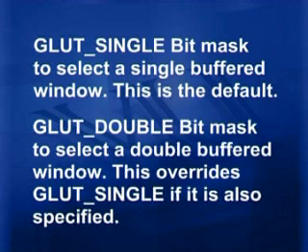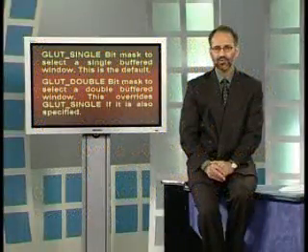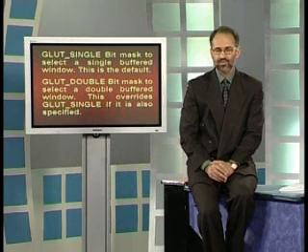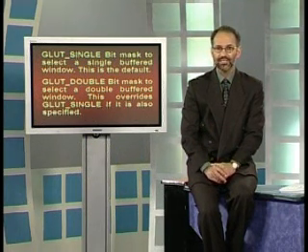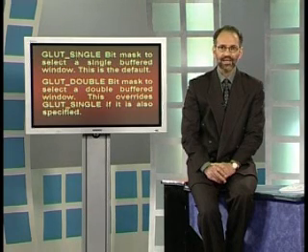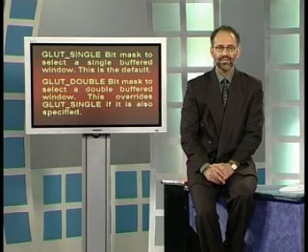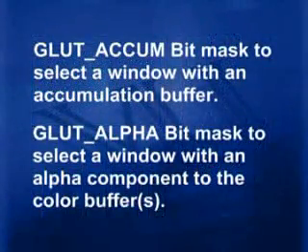GLUT_DOUBLE bit mask on the other hand is used to select a double buffered window and this overrides GLUT_SINGLE if it is also specified. So जिस तरह से अभी हमने GLUT_INDEX की बात की कि वो override करता है GLUT_RGBA को अगर उसे भी specify कर रखा हो, उसी तरह से GLUT_DOUBLE override करता है GLUT_SINGLE को. तो अगर हमने GLUT_SINGLE bit mask भी इस्तेमाल किया है और साथ ही साथ हमने GLUT_DOUBLE भी यूज कर रखा है तो GLUT_DOUBLE is going to override and the newly created window would be double buffered. It will have two buffers. How we can make use of those two buffers we'll find out shortly.